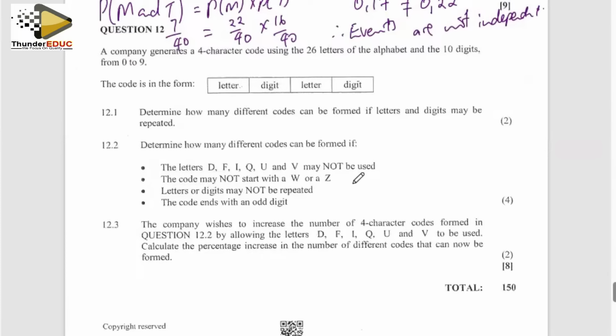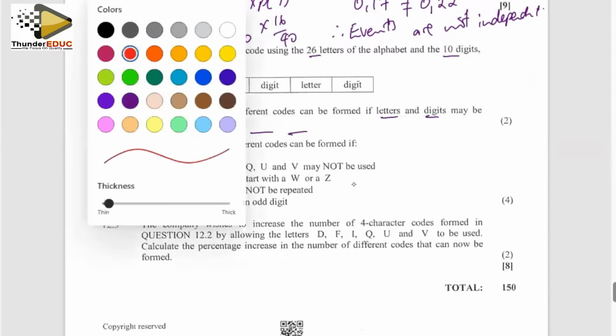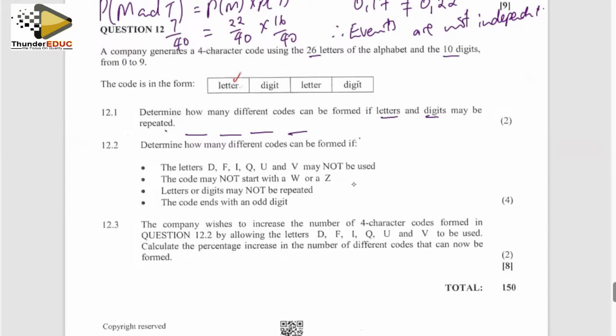A company generates 4-character codes using 26 letters of the alphabet and 10 digits from 0 to 9. Determine how many different codes can be formed if the letters and the digits may be repeated. So with this, I have 1, 2, 3, 4. With the letters, we are repeating. Letters, we have 26 to choose from, and the digits, we have 10.